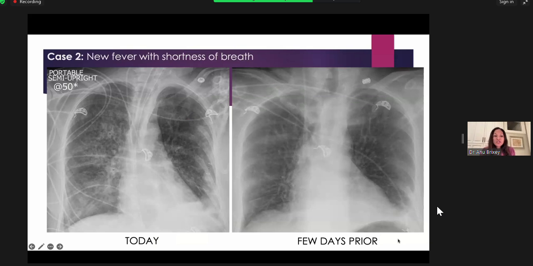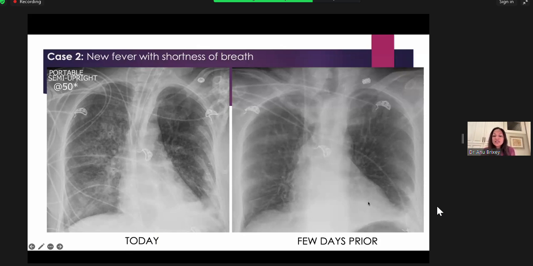So this was a patient that had new fever with shortness of breath. And this is also a patient in the ICU, of course. You can see that the patient is intubated. They have an enteric tube. They have a central venous catheter that's present. And the most important thing you can do is compare one lung to the other and compare the whole radiograph to the most recent prior radiograph.